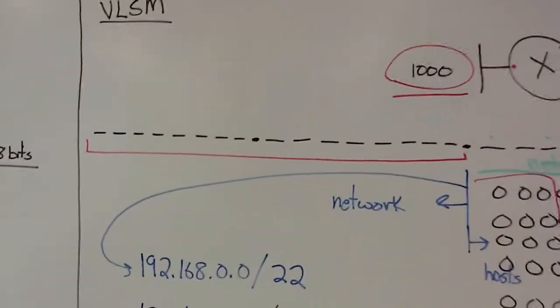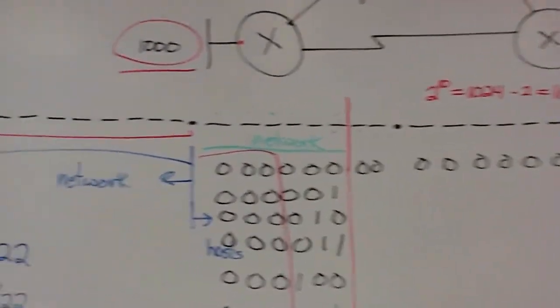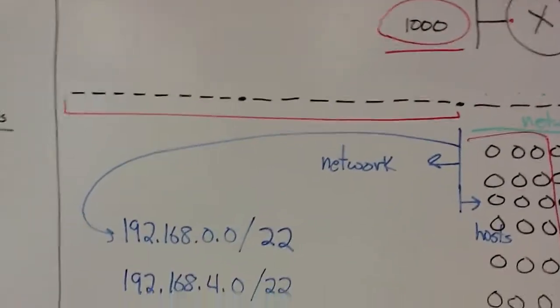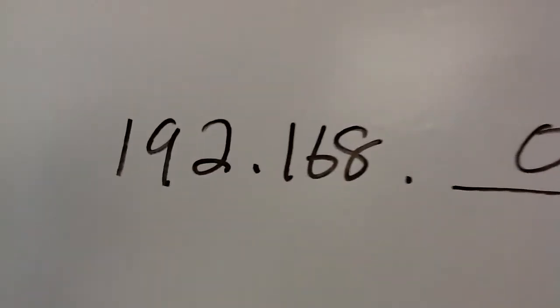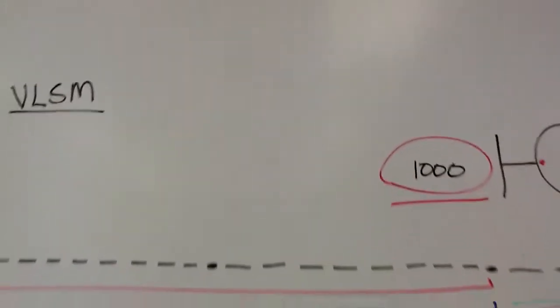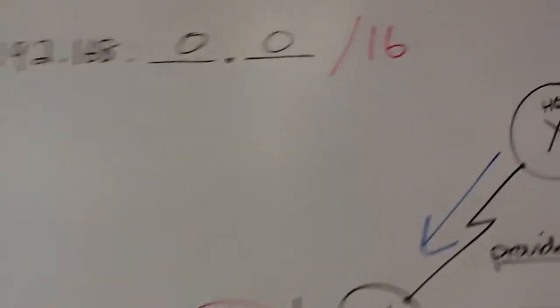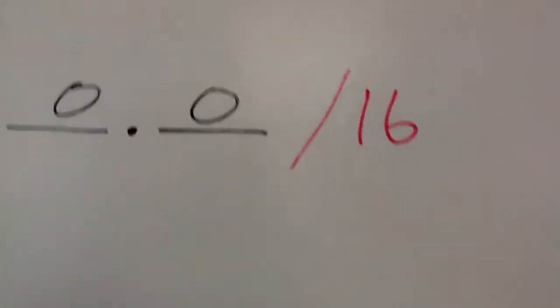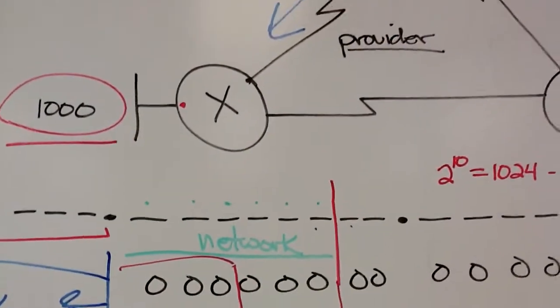So we drew out all of the octets in terms of bits. Students indicated this part's the network, those first two, which would be those two right there. So we're not going to change any of that. We know that because of the /16. So we have the other two octets to work with.